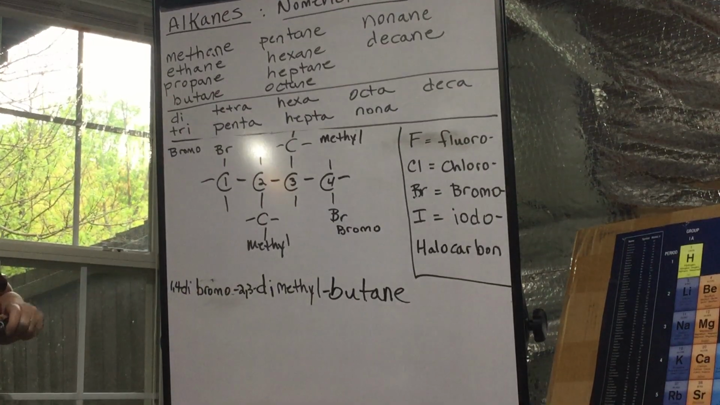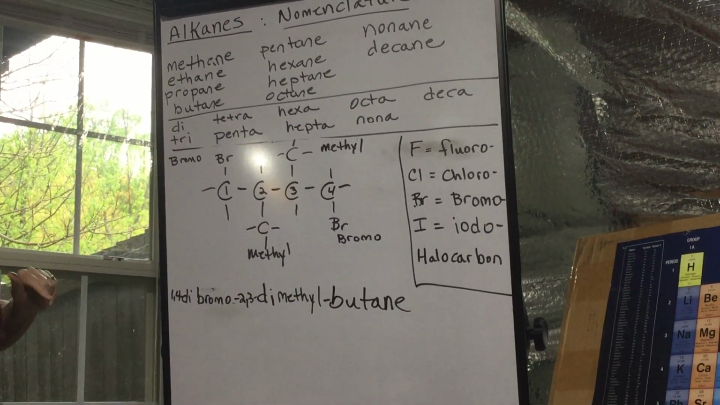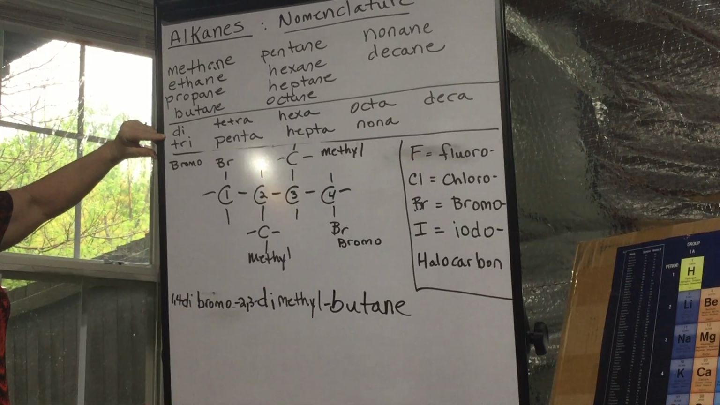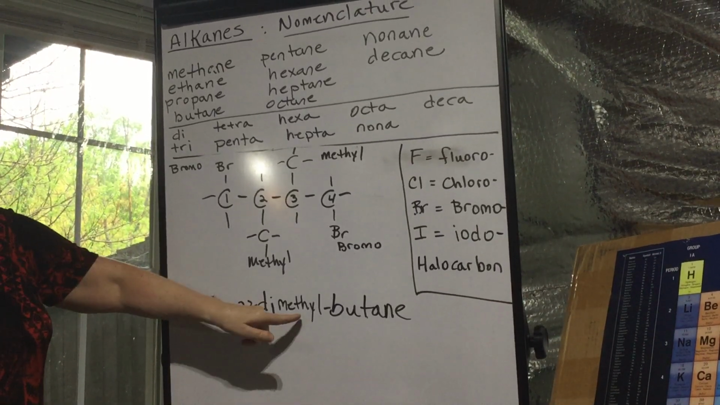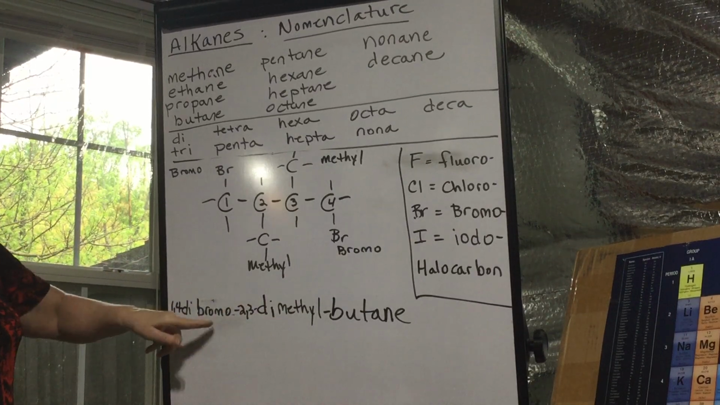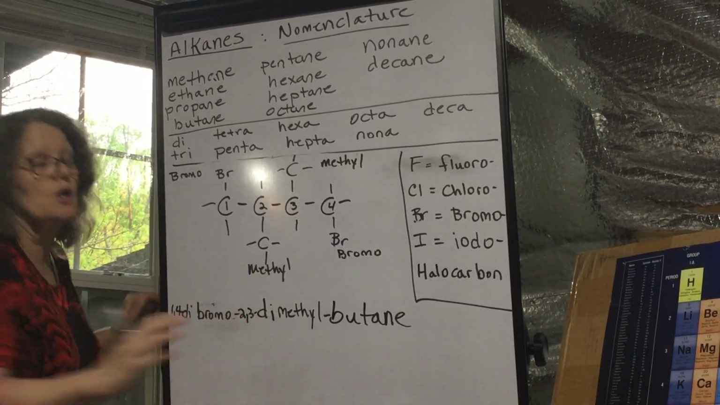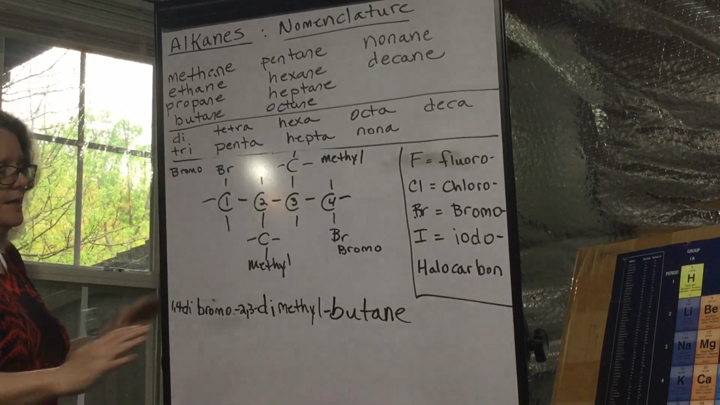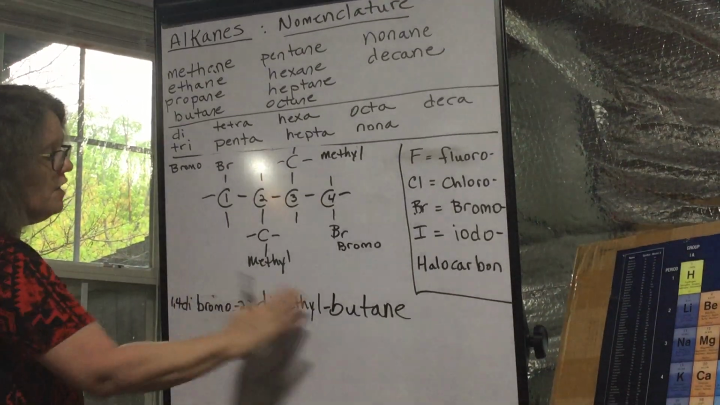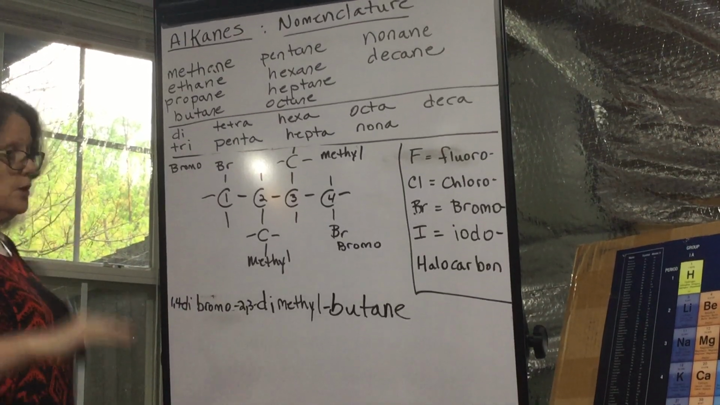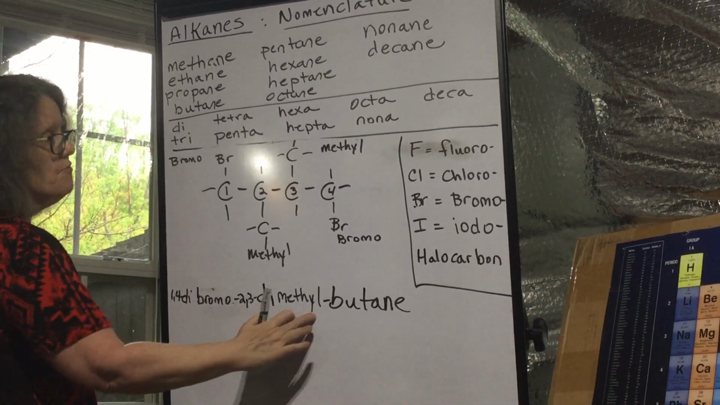2,3-dimethylbutane. Now notice how I did it alphabetically. I didn't take into consideration the Greek prefixes. B comes before M, so bromo comes before methyl. That's the alphabetical order. Will it change radically? It will not. But that's the convention: you put them in alphabetical order. So the numbers and the prefixes, you ignore when you put it in. You put bromo before methyl.